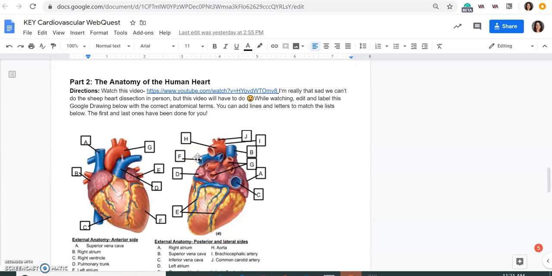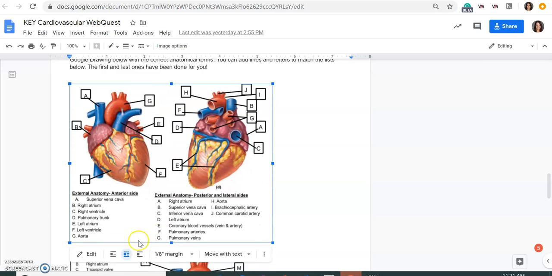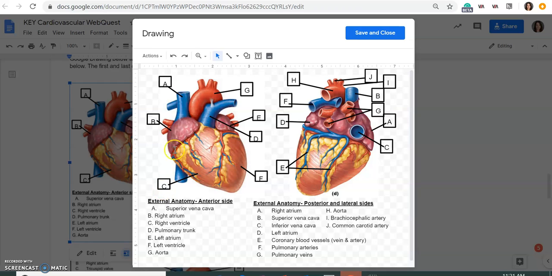All right, part 2, anatomy of the heart. So these are the parts we need to know. So I'm going to edit this so it makes it a little bit bigger. So the external anatomy, if you want to pause here and check your labels with mine. Nothing weird here. So the atria are on the top, ventricles on the bottom. Remember, left and right are switched because it's the patient's left and the patient's right.